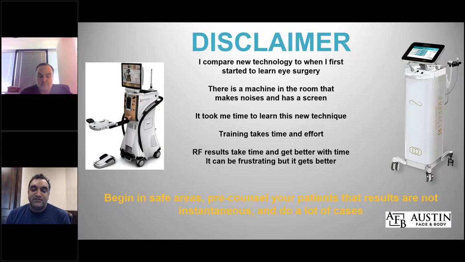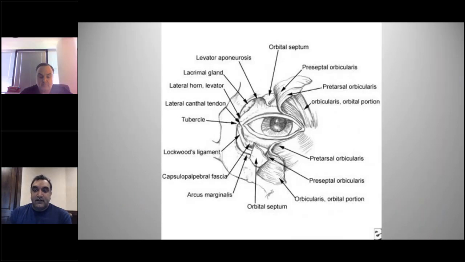An important thing to mention to patients, because it's all about that preoperative evaluation, is to tell patients that they will get results. It does get better with time. You may not get the instant fill like you would with the filler, but you're not going to be dealing with the same complications that you can with some of the lower lid injections. So, begin in safe areas, do a lot of pre-counseling, and start to do a lot of cases. Now, this is a really nice view of the lower lid anatomy. I added this slide in here to kind of really go into detail.